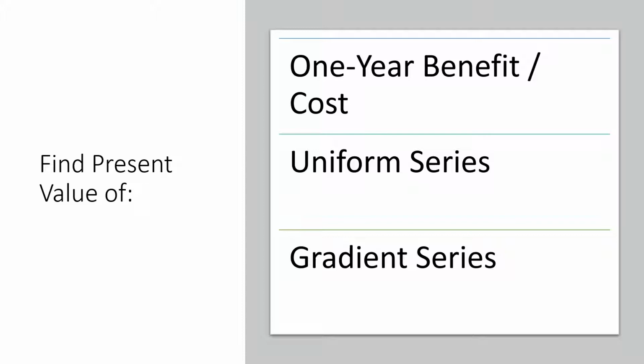So we're going to look at three cases. The first is a one-year benefit or cost. We're going to look at a uniform series. We've referred to this elsewhere as annual expenditures, where you have the same amount spent or revenue coming in or benefits coming in year after year. And the last we're going to be looking at are the gradients, which is basically an increase over time on an arithmetic progression from one year to the next. We already introduced these concepts when we were talking about cash flow diagrams.